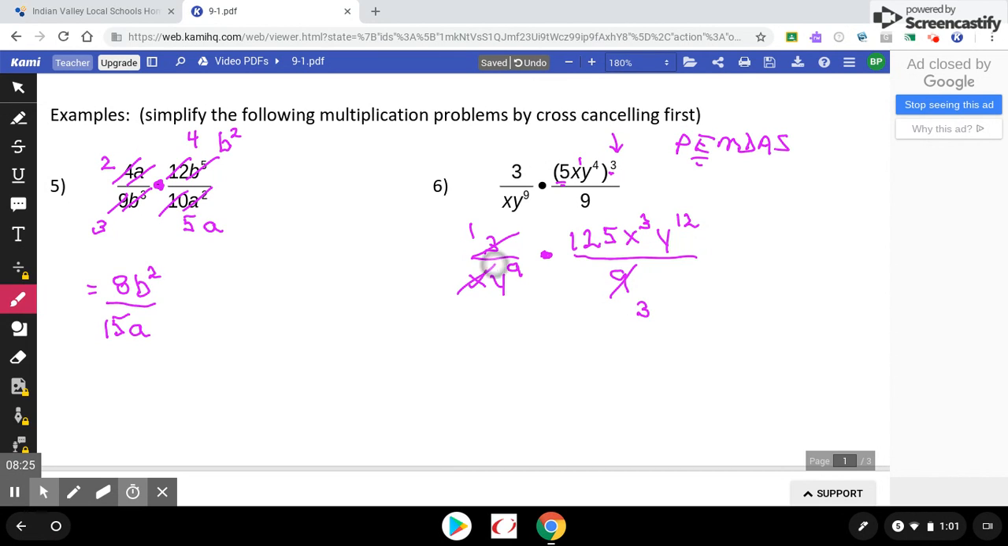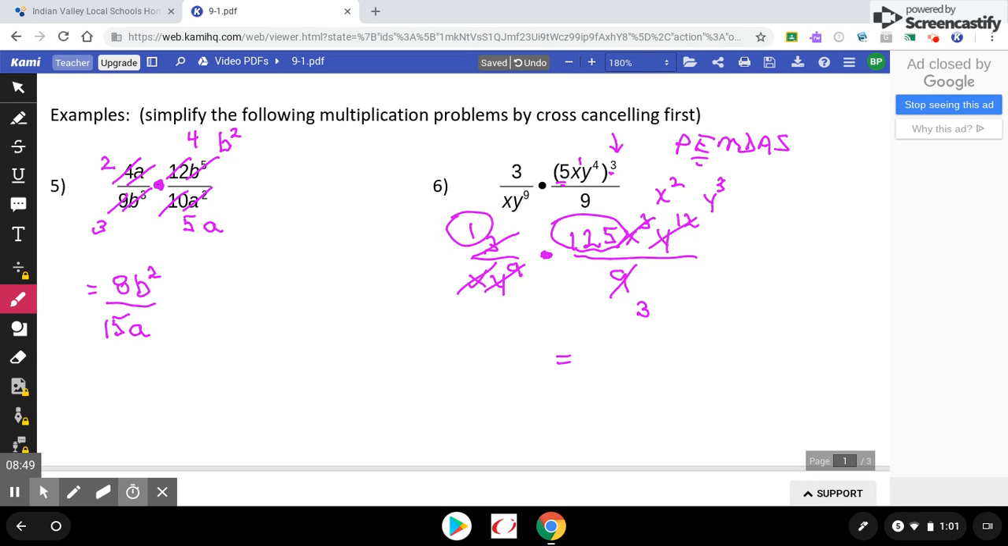I have 1 x down on the bottom, 3 x's on the top. I'm left with 2. I got 9 y's. I got 12 y's. That leaves me with 3. So if I were you, I wouldn't cross things off so bad that you can't see them anymore, because now I can go back and double check if I needed to. So I do not see anything else that I can cancel. So what do I have left? This doesn't hurt either. You could circle what's left.